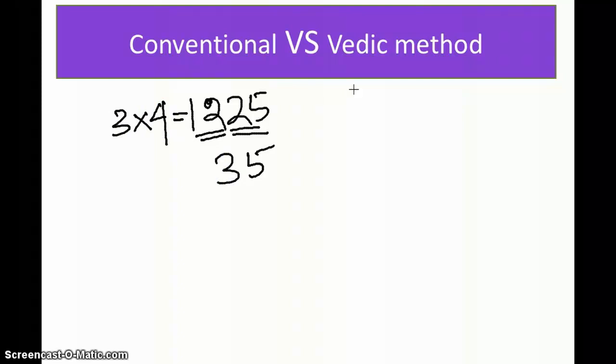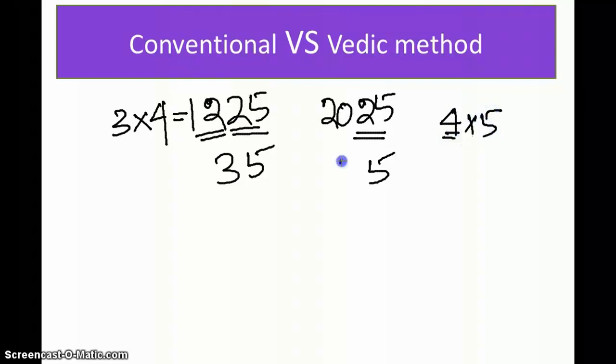Let's take one more: the square root of 2025. As soon as you see 25, put 5 here. The next number is 20. Let's find which consecutive numbers multiply to give 20: 4 into 5. Yes, 4 into 5 is 20. Take the smaller one, 4. So the answer is 45.